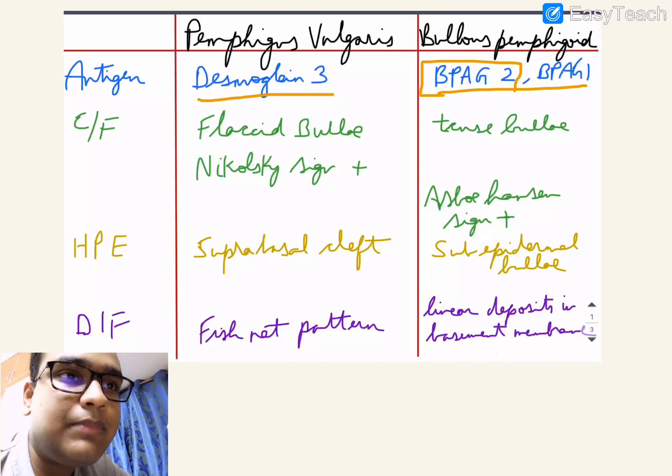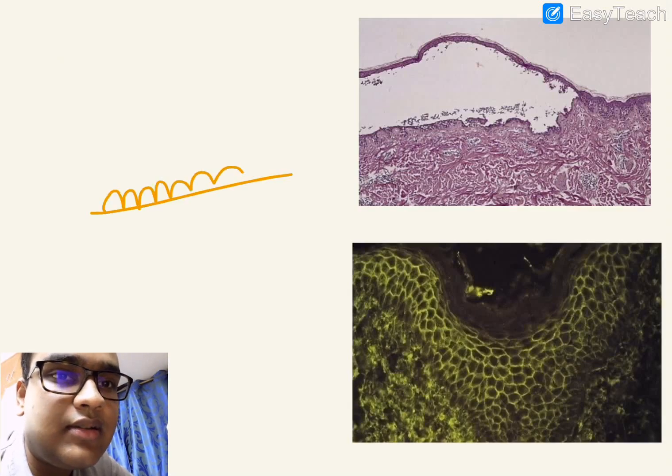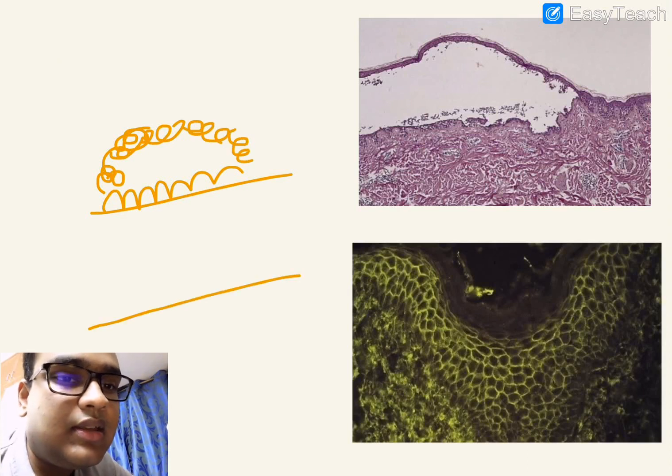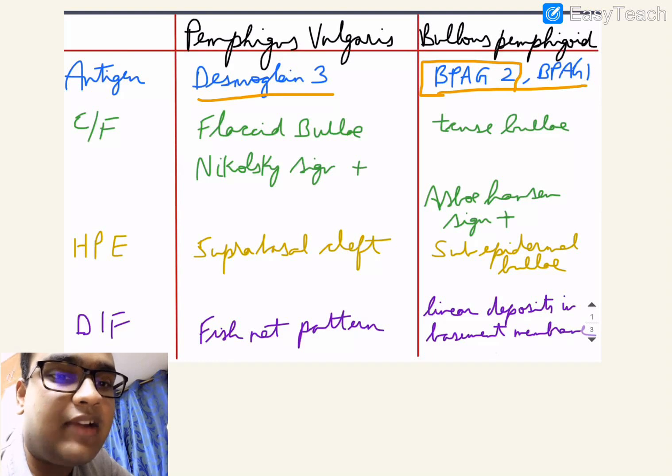And for clinical features, in pemphigus vulgaris you find something known as a suprabasal cleft, which is seen here. This is the stratum basale and this is the keratinocytes. So there's a suprabasal cleft, whereas in bullous pemphigoid there's a subepidermal cleft, where this is the dermis and this is the epidermis. Since this is a suprabasal cleft, these bullae are flaccid, so they're easily breakable. Once they break, they have erosions underneath them. Whereas in bullous pemphigoid, it is tense bullae.